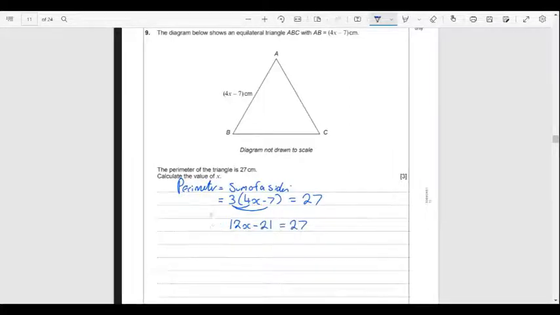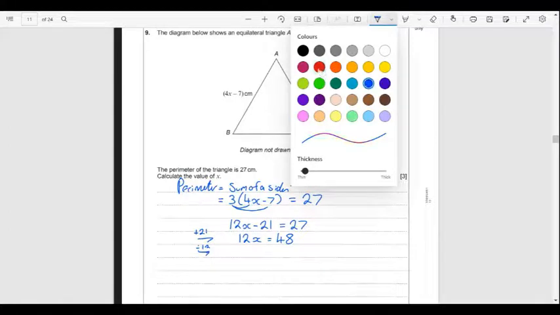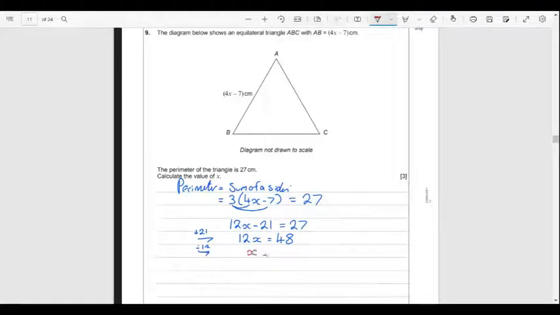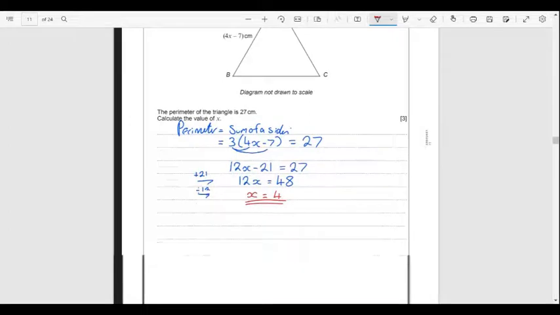Let's get rid of that. So first of all, I need to get rid of this minus 21 by adding 21. So 12x is equal to 27 plus 21, which is 48. Finally, I need to divide by 12, which will give me x is equal to 4. Job done. Okay, let's have a look at the next question then.